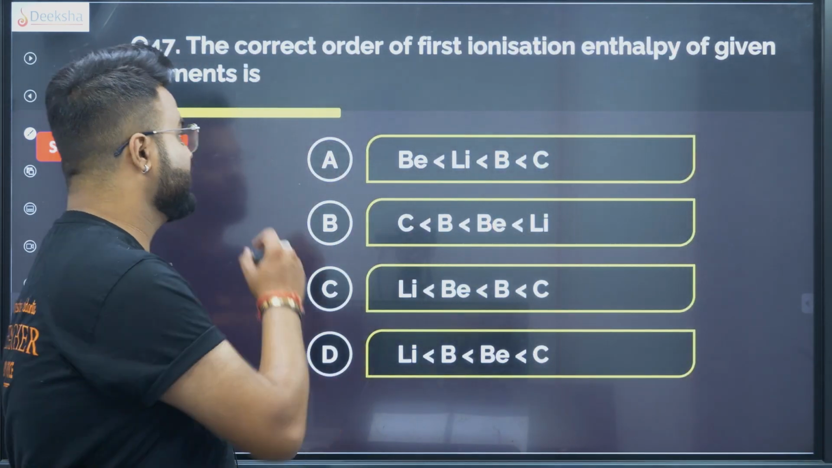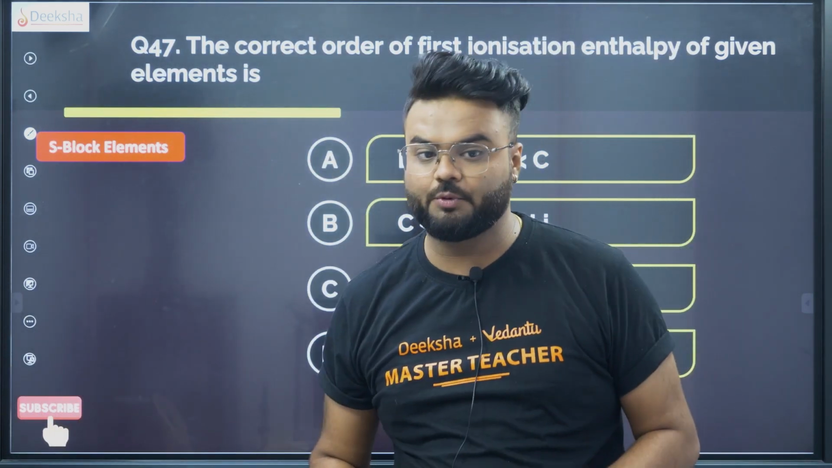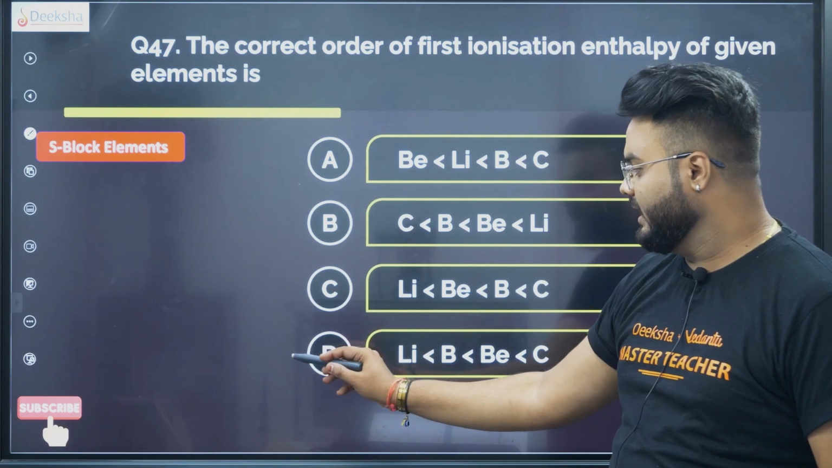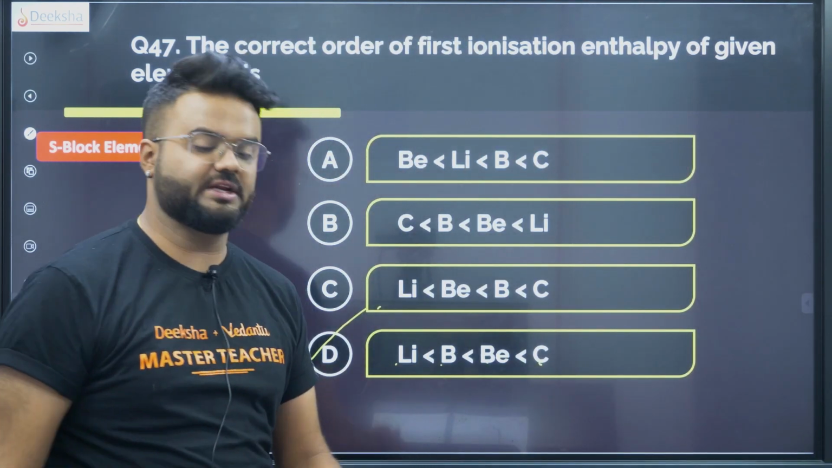and this question is from the s-block elements, and you know that this is also a deleted portion. The correct answer will be lithium, boron, beryllium and carbon. Okay guys, this is also a deleted portion.